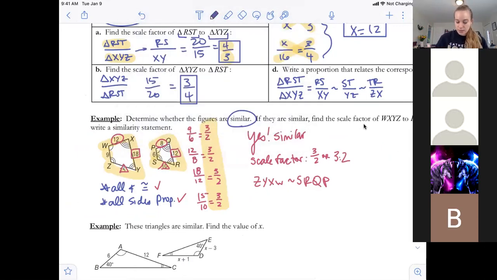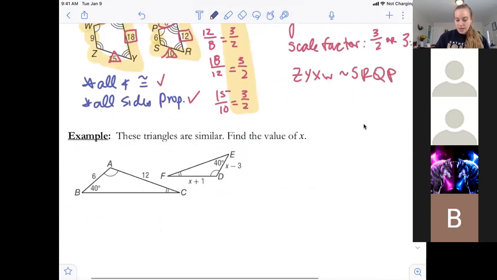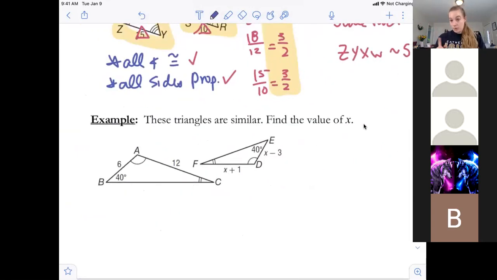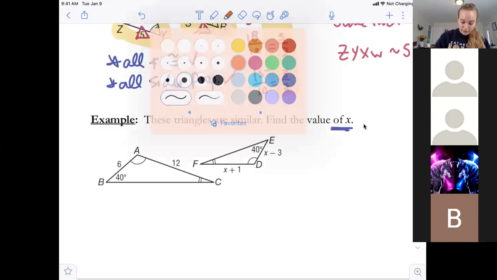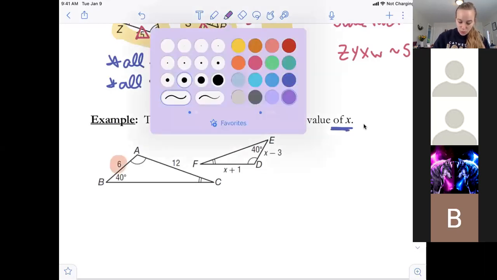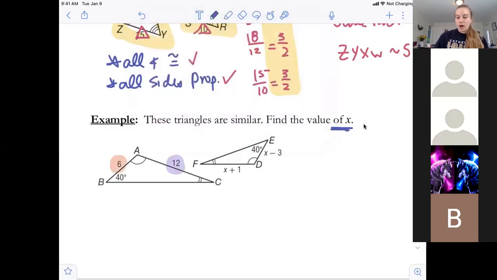All right, good work, guys. Let's do another one, and then we're going to flip the page. This one says these triangles are similar. So that means their angles are all congruent and their sides are proportional. We want to find X. I see very clearly that I've got two sides over here. I've got 6 and I've got 12. What I want to do is figure out what goes with them in the other shape. So which side is the corresponding side to AB? I'm going to do 6 over what?